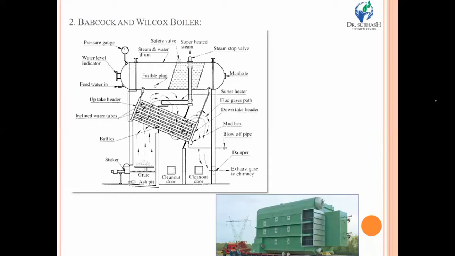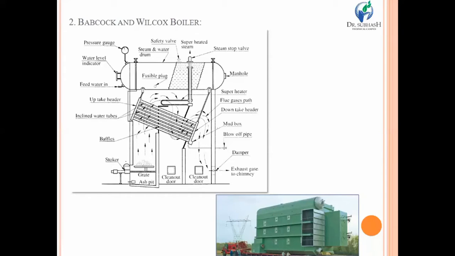If you look carefully, there are a number of parts mounted around and over the boiler shell. Suppose you need to classify this boiler, then the Babcock and Wilcox boiler can be classified like this: for example, multi-tube, horizontal axis, of course stationary boiler, internally fired boiler, water tube boiler, and so many. In that way, as we discussed in my previous video lecture, classification of this boiler can be done.